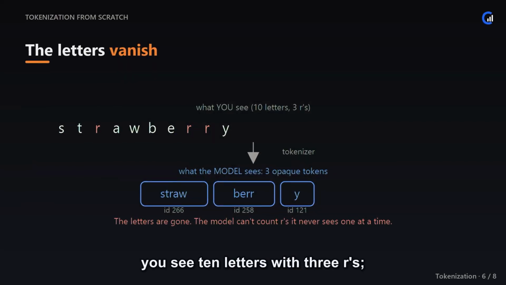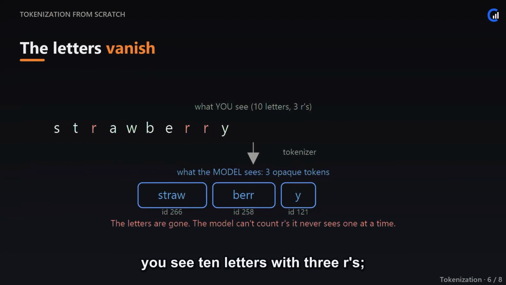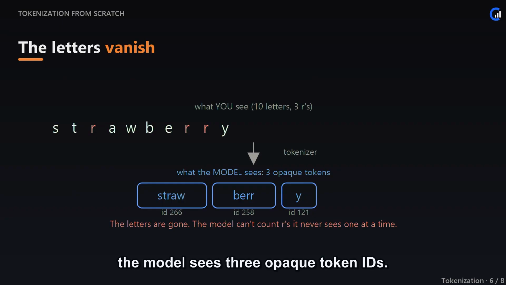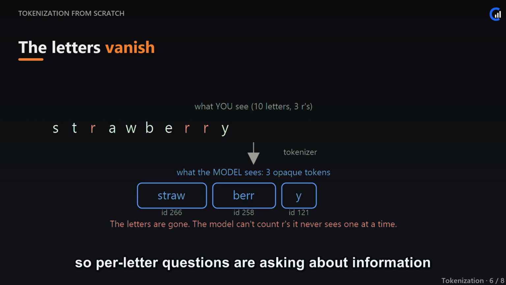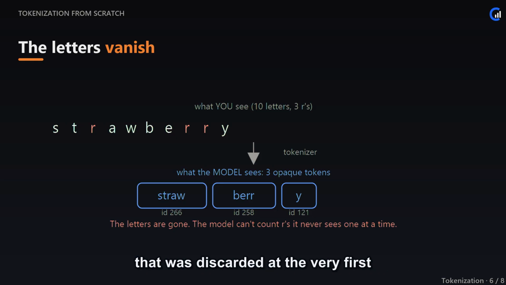Side by side, you see 10 letters with 3 R's, the model sees 3 opaque token IDs. Every famous counting failure traces back to exactly this. Tokenization fuses characters into chunks, so per-letter questions are asking about information that was discarded at the very first step.